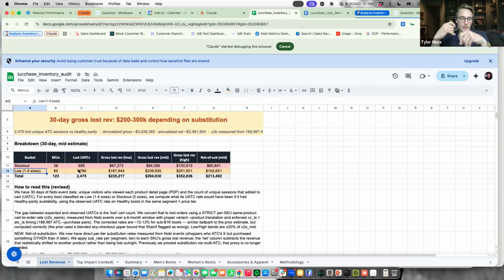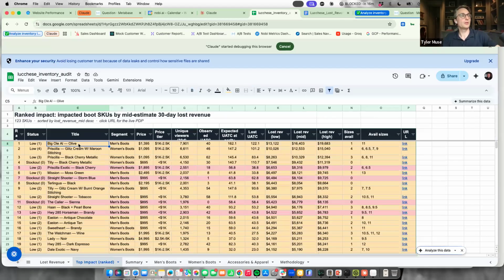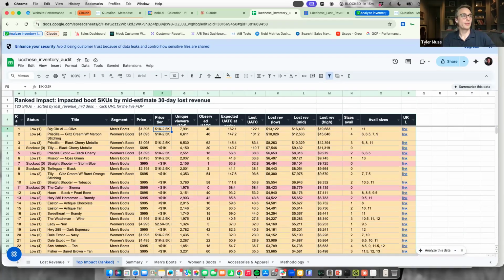Then the next thing it did, and this takes some iterative back and forth with it, was it tried to calculate how much revenue do we think we've lost from that. And the way that it did that is it went and looked at products in the Lucchese database that had high stock. What were the conversion rates of those products in the same kind of revenue band? So if I'm looking at a pair of boots, and by the way, all these tabs it built out. So every single product that was low stock or out of stock, this was all built by Claude, 123 SKUs. It went through and then it categorized it in a price tier. So it said, okay, this is within kind of 1,000 to 2,500.